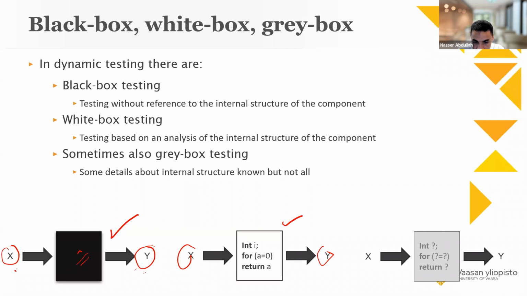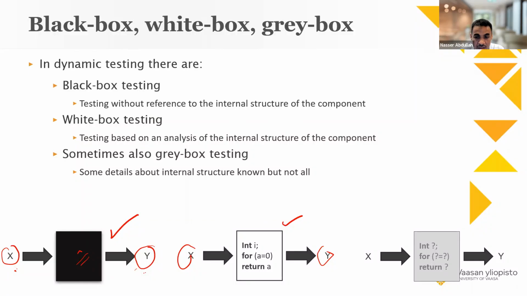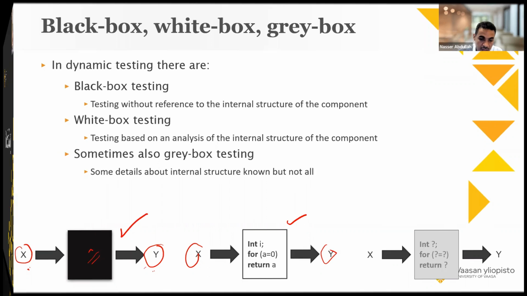In white box testing, as the name suggests, you will see the code and test the code itself. So this is based on the internal structure of the code, whereas black box is just based on the input and the output. And we have also gray box testing. Gray box testing is something in between, which means not all the code is visible to you. In gray box, some code is hidden and some code you can see.